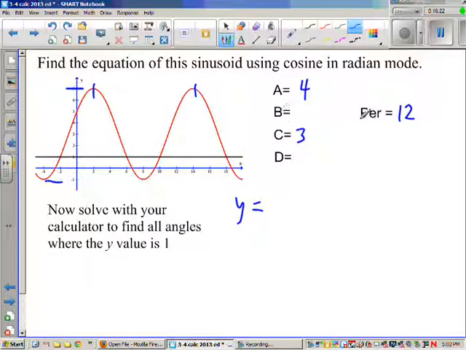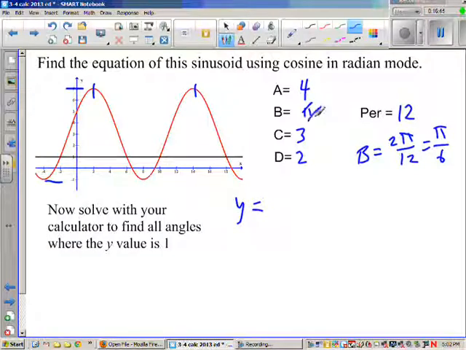The B is the hard thing to find. We get that from the period. The D then, the phase displacement, we're going to use the number 2. We could, of course, use 14 or any value that's a period away from the number I'm using, 2. And then B then is going to be 2 pi over 12. You could use 360. We're going to try to stick with radians.